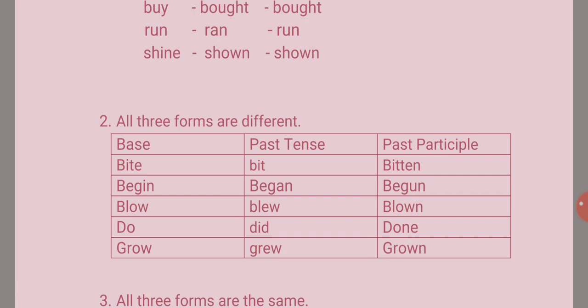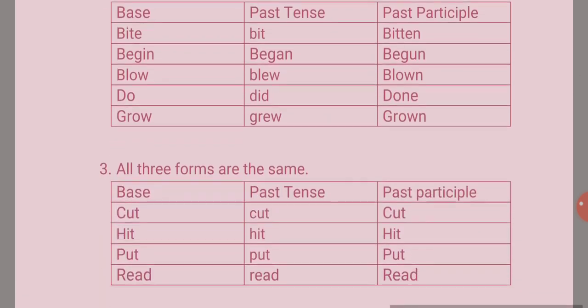Blow becomes blew in the past tense and then becomes blown in the past participle. So here we have three different forms of a verb in the base form, past tense and past participle. Okay, so do becomes did in the past tense and done in the past participle. Grow becomes grew in the past tense and becomes grown in the past participle.